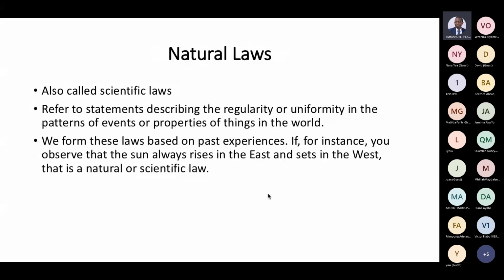When you talk about natural law, that's scientific law. Statements that describe the regularity or uniformity in the patterns of events or properties of things in the world. We form those laws based on past experiences. If all your life, all your father's life, all your grandmother's life, the sun has always risen in the east and settled in the west, then it's a law, a natural law.